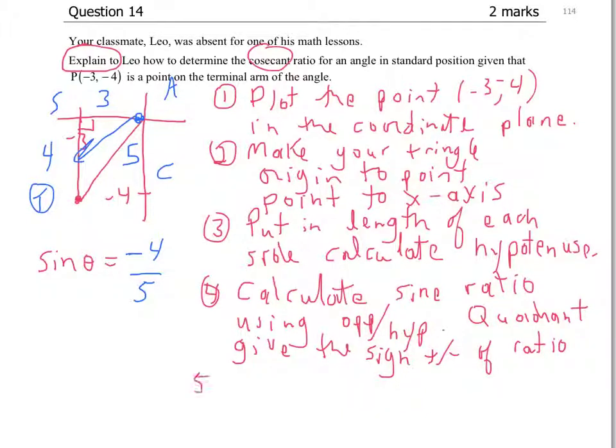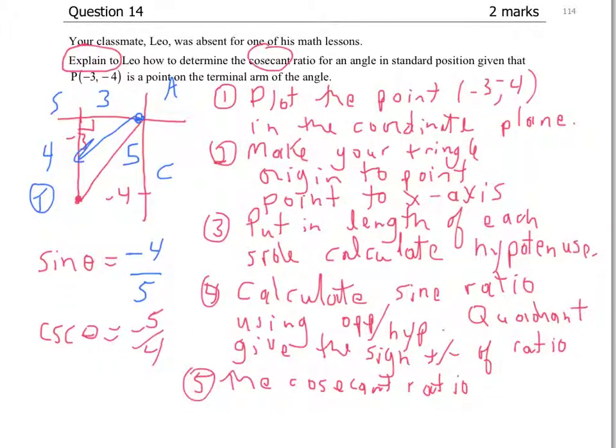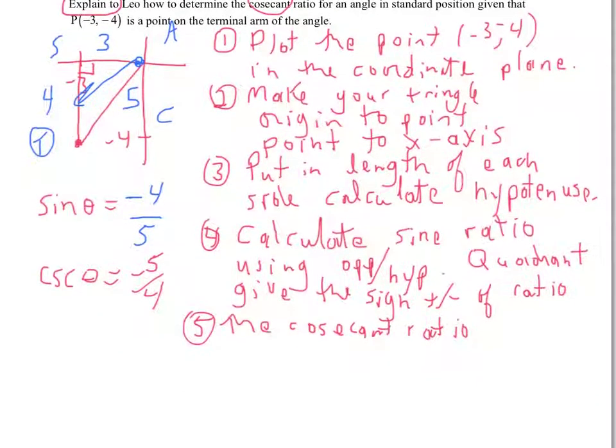And then the last part is really easy. If we have the sine of theta, then for the cosecant, we just flip it around. The cosecant ratio is the reciprocal of the sine ratio.